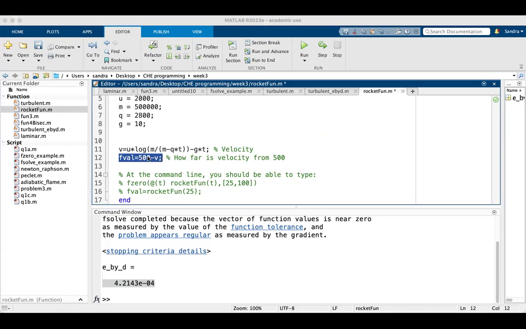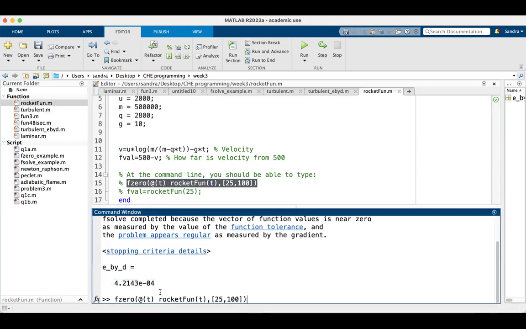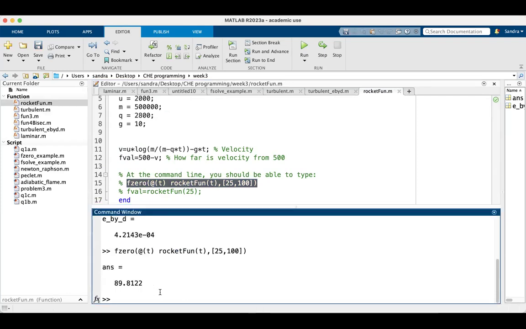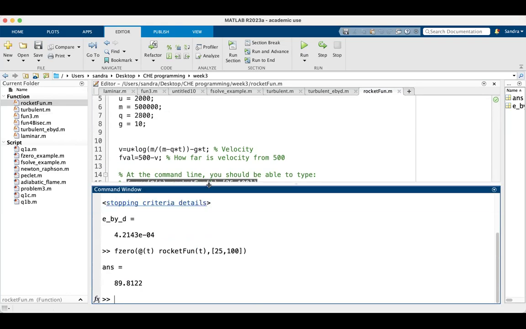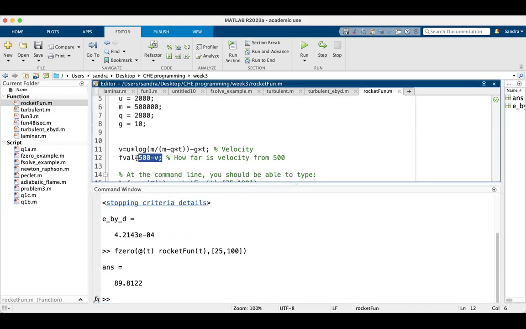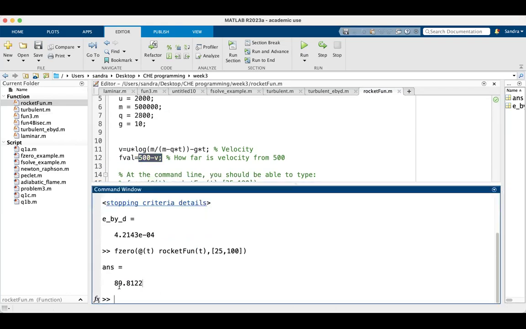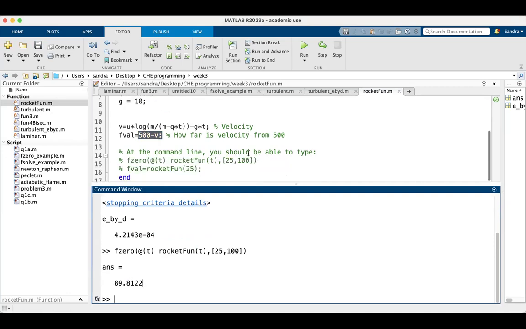So this is the equation that we are trying to solve, 500 minus v. Now we'll put this equation, fl is the output for this equation, rocket fun on the top. Now simply you have to run this command and you'll get the time at which the velocity hits 500. Basically, this equation will be equated to 0. Then you'll get the time equal to 89.8122.